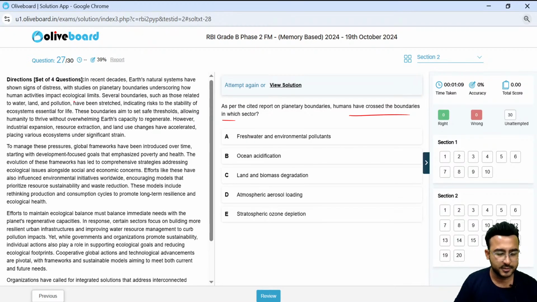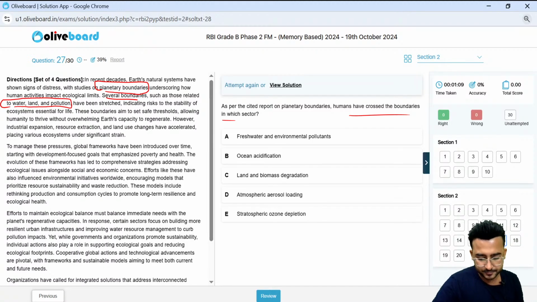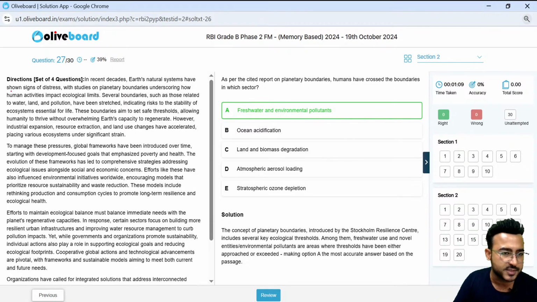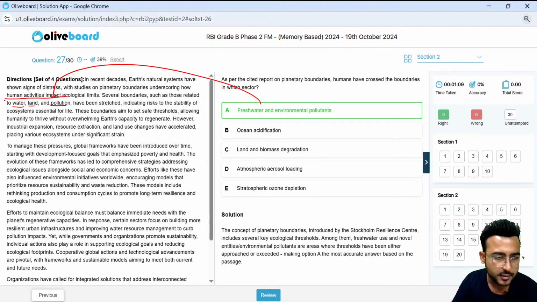Here is the hint that you need to catch in the particular para: water, land and pollution. Several boundaries related to water, land and pollution. We have crossed the planetary boundaries related to water, land and pollution. So even if you don't know, you can judge it with these three keywords, and the correct answer here will be option A, fresh water and environmental pollutants, because they are talking about water, land and pollution. The most feasible option can be option A here.